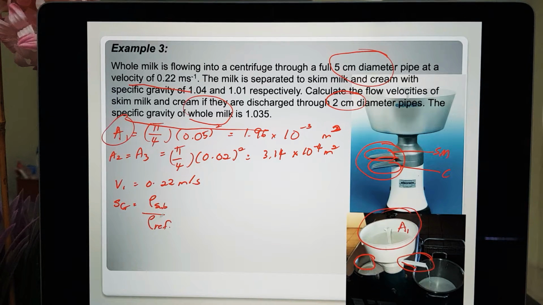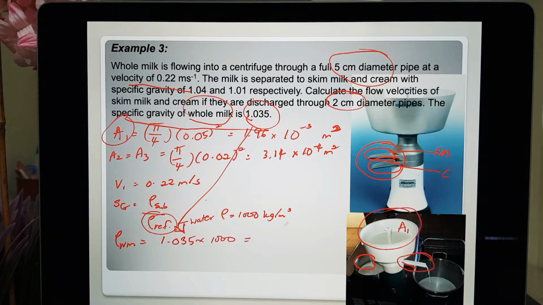Density of whole milk, this one is 1.35. We assume that the reference is water. Water, basically, the density is 1000 kilogram per meter cubic. So in order for you to calculate rho for whole milk, this one is equivalent to 1.035 from this particular value. Put it here, 1.035 times by 1000. So you should be able to get 1035 kilogram per meter cubic.